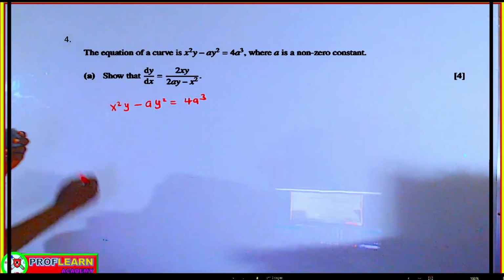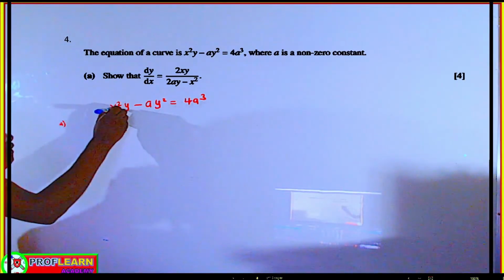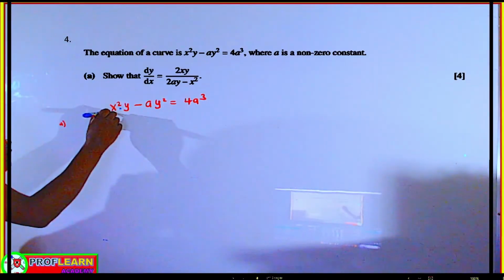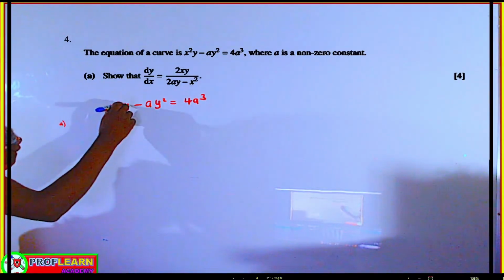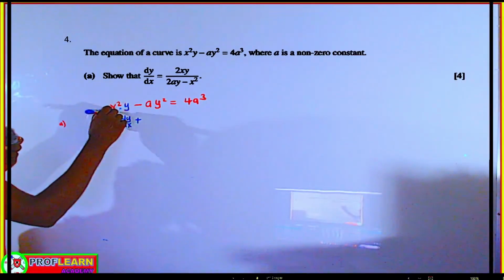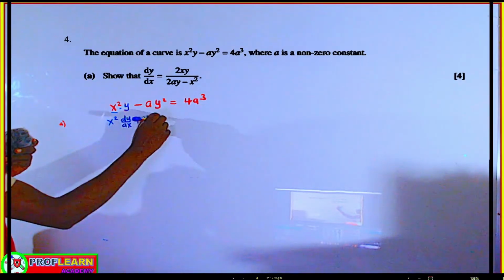And then we're supposed to show the first part, that dy dx is equal to 2xy over 2ay minus x squared. So we are going to do this implicit differentiation the way we were doing in the previous question. And here we are going to use product rule because x and y are multiplied, and then we shall start by keeping x squared a constant, and it is going to be x squared. We differentiate y. Differentiating y, we're going to get dy dx plus. Now again we can keep y constant, we differentiate x. So this is going to be 2x at that point.